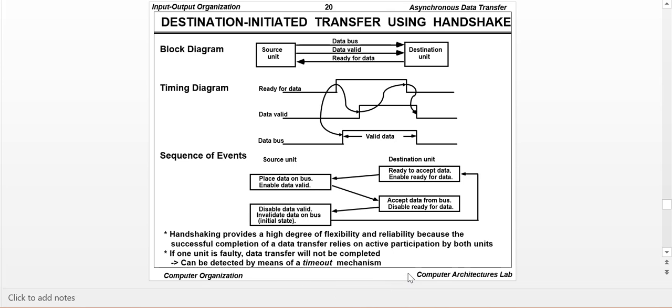There is a timeout mechanism there. Internally, the clock will be set so that the CPU can wait only for a certain amount of time for the IO device to respond. After that time has elapsed, it will throw an error message saying that the IO device is not ready or something like that. So this is destination initiated transfer using handshake. In comparison of both the methods, the handshake method of data transfer is much better than the strobe one.